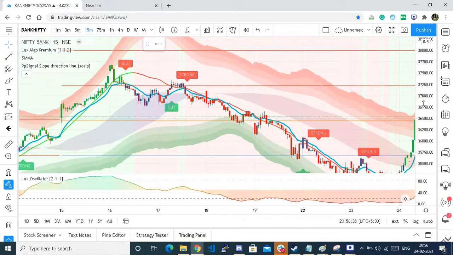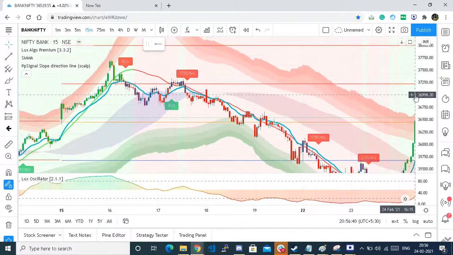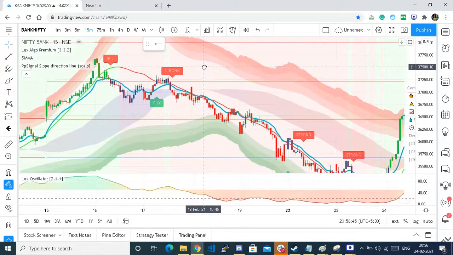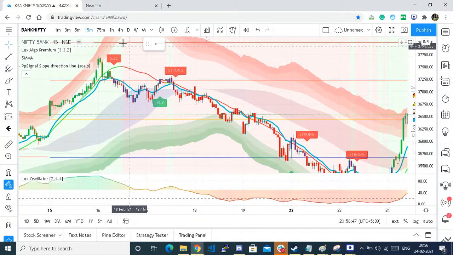So this actually gives a lot of conviction into your trades, and it helps you to get the correct entry points. Let's try and understand how the indicator works.